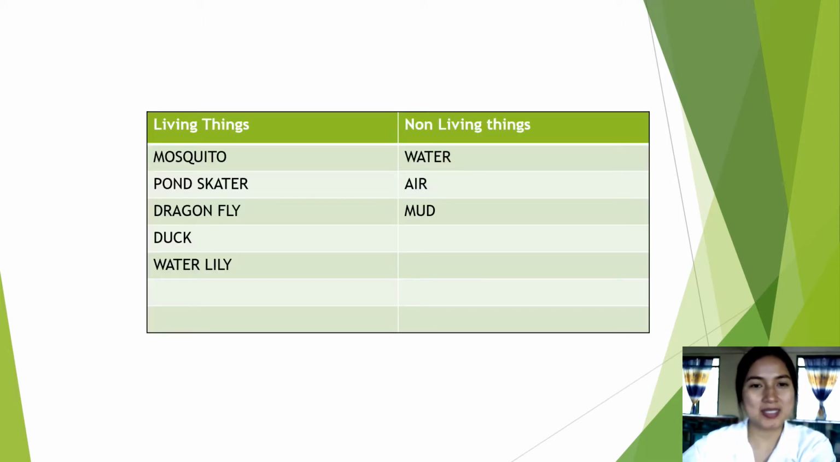Okay, very good. So let's check your answer. So we have here the living things and non-living things. We have under the living things, mosquito, pond skater, dragonfly, duck, and water lily. Did you have the same answer? Under the non-living things, we have the water, air, and mud. Very good.